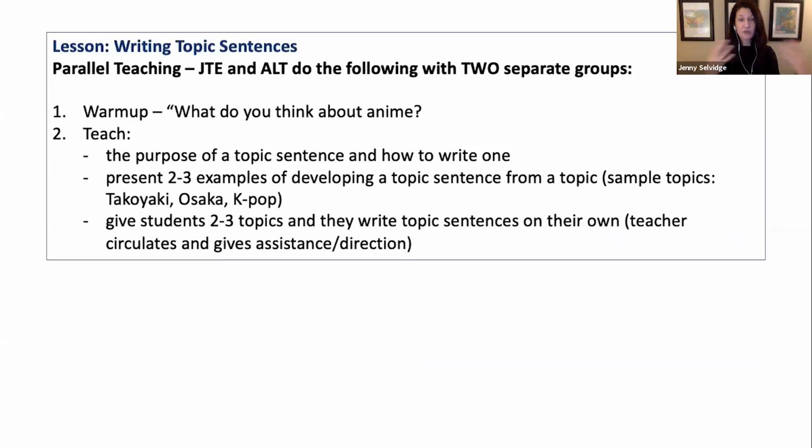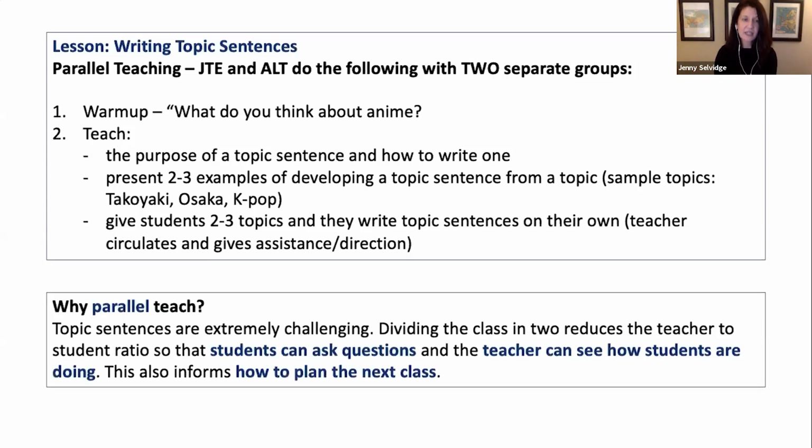You'll maybe give them 3 topics, like K-pop, for example. And you'll show them how to move from a topic to a topic sentence. So you give them some examples, you do it together. And then you might give students 2 or 3 topics and have them practice it on their own. And then you can help them, give them assistance and direction.